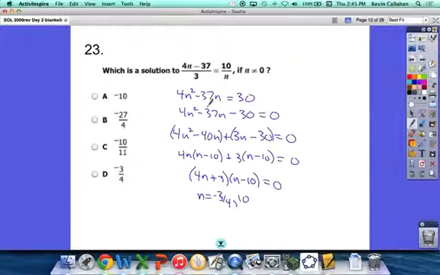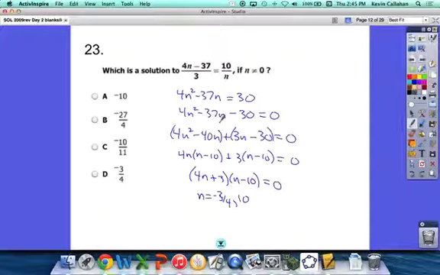And if you're going to solve a quadratic, then you have to get everything on one side, 0 on the other, and then take your pick, right? You could solve it by factoring. You could solve it by quadratic formula. I solved it by factoring.